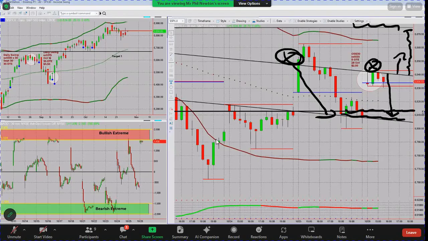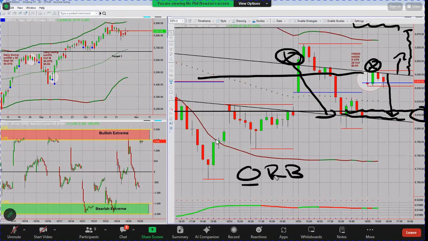So let's just call that 58.10. So we're about there. If I'm going to place a trade, it's going to be selling at resistance at the upper channel, and I can use a standard setup. In this case, I'm looking at the opening range breakouts.